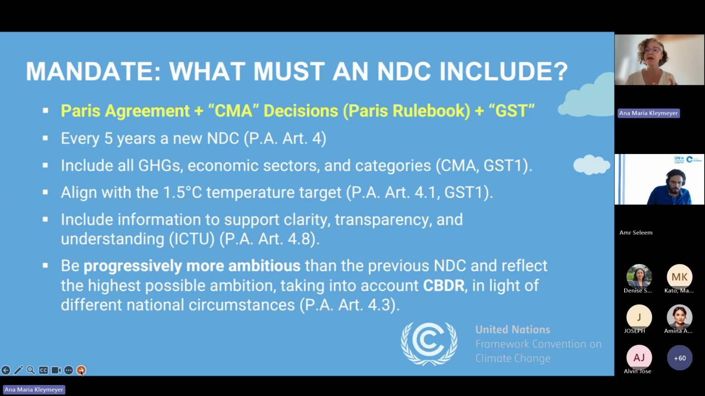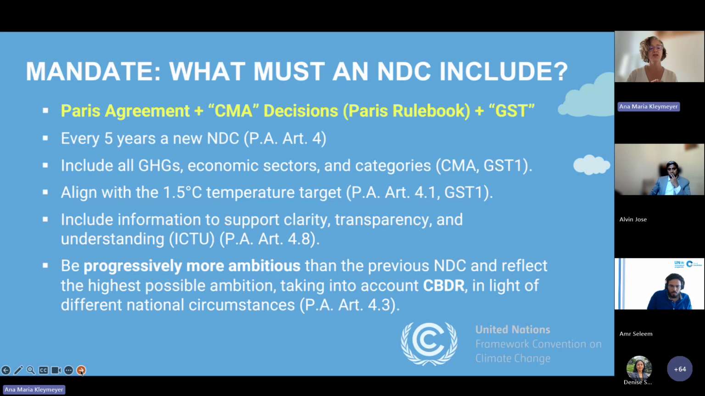Every NDC is paired with what's called a biennial transparency report, a BTR, that countries subsequently have to provide to demonstrate that they have implemented, or that they are on the path to implementing what they have pledged in their NDC. So it's a bit of a two-part puzzle that ensures that countries deliver on their commitments or on their pledges. And parties are also required to ensure that their NDC is progressively more ambitious than the previous NDC.